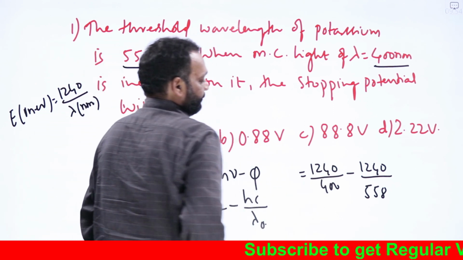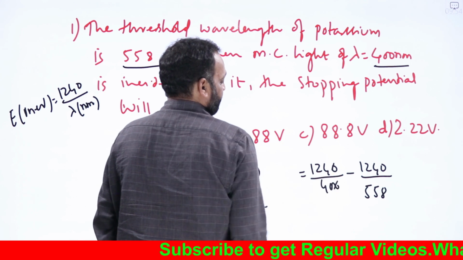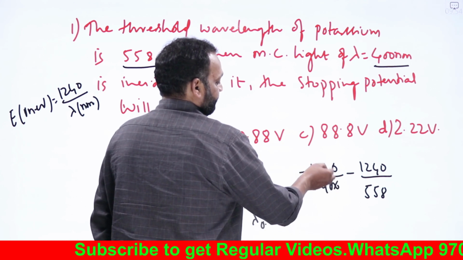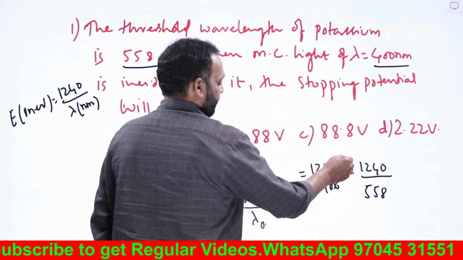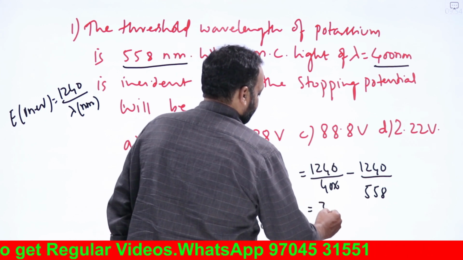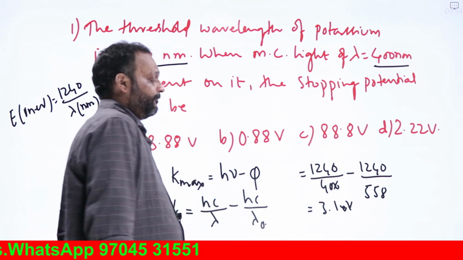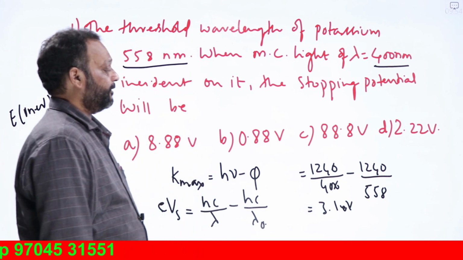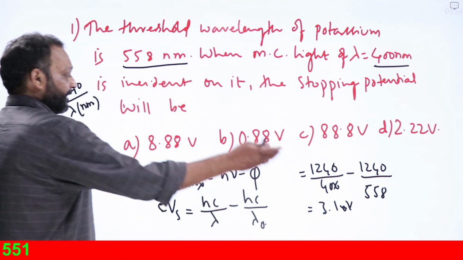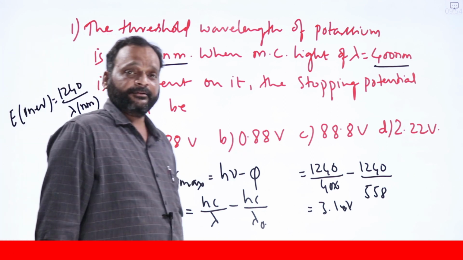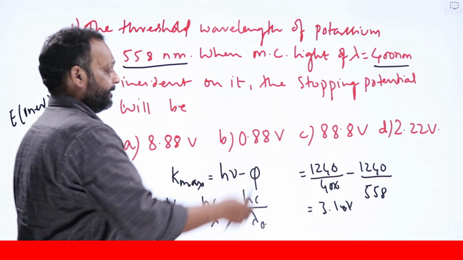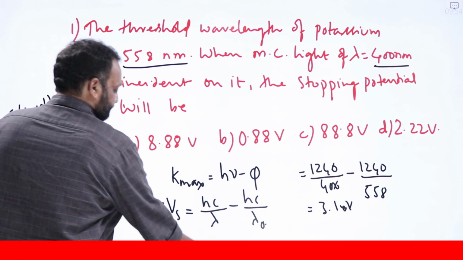What is 1240 by 400? It is 124 by 40, right? Four threes are 12, so it becomes 3.1 electron volts. Minus 1240 by 558. What is 1240 by 558? If calculators are allowed in the exam, well and good. If calculators are not allowed, we have to do it manually.